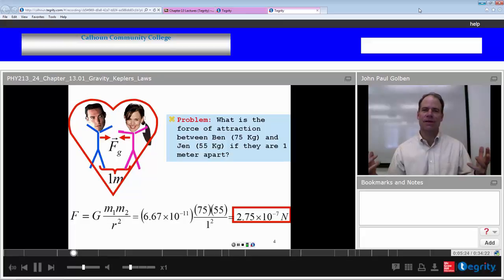Not enough for them to spontaneously collide, because there's other forces involved, like air friction, friction on the ground, that might prevent this really small force from being overwhelming and taking place. But there is a force.